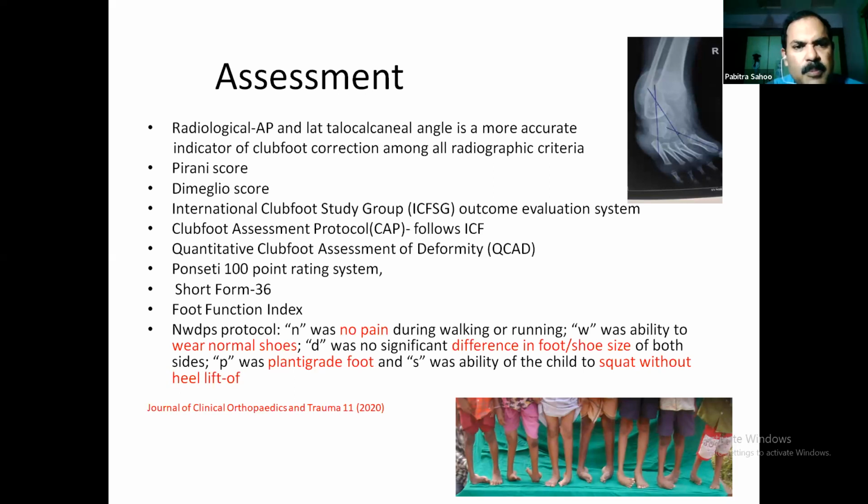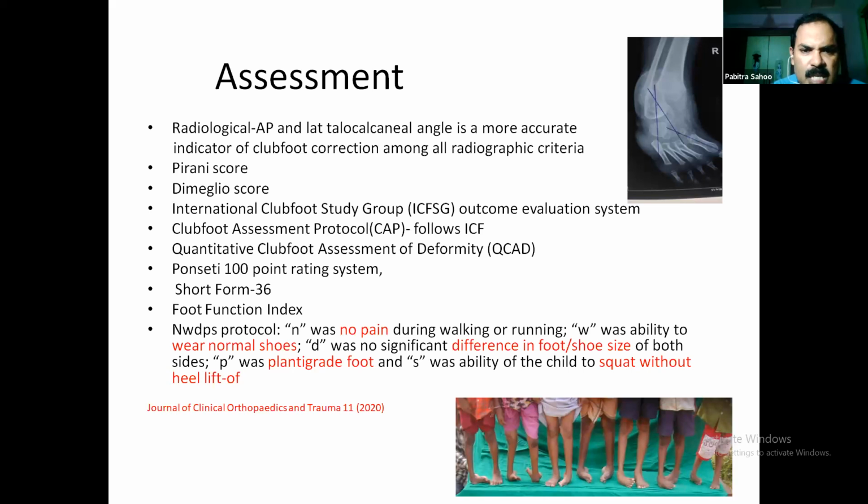At that point of time, they never considered the function. Participation, activity, and function are not included in the Pirani score and the Dimeglio score. They are only concerned about any impairment in structure, not related to function. So it has been observed that a functional score is required as per the ICF classification. So these two classification systems are followed, and accordingly the clubfoot assessment is done.